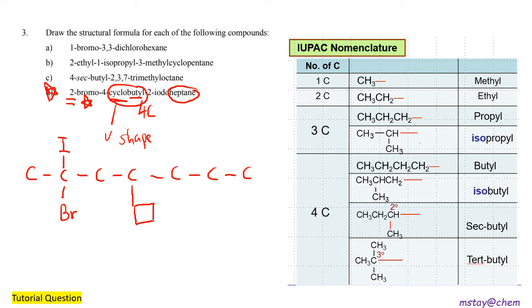Then now we are going to complete the hydrogen. First carbon needs another 3 hydrogen. The 3rd needs another 2, and then this one needs 1, another 2, another 2 hydrogen, and this is another 3 hydrogen. So this is the structure for 2-bromo 4-cyclobutyl 2-iodoheptane.